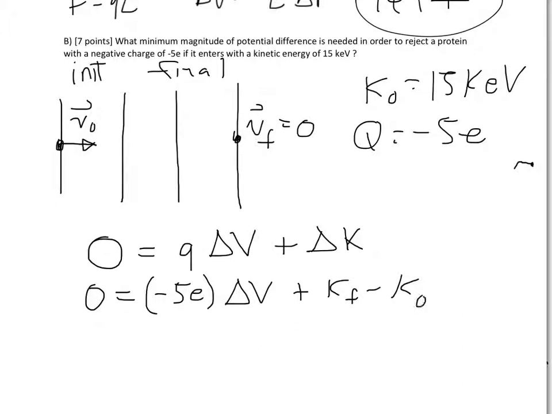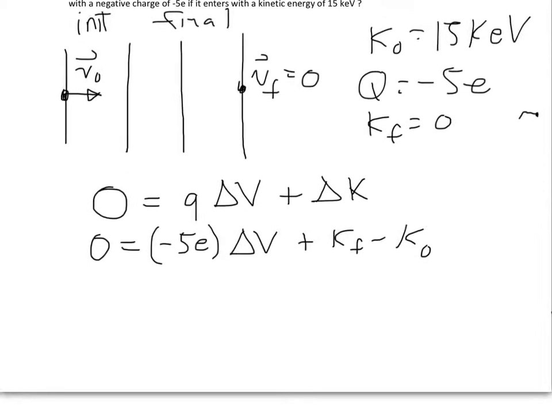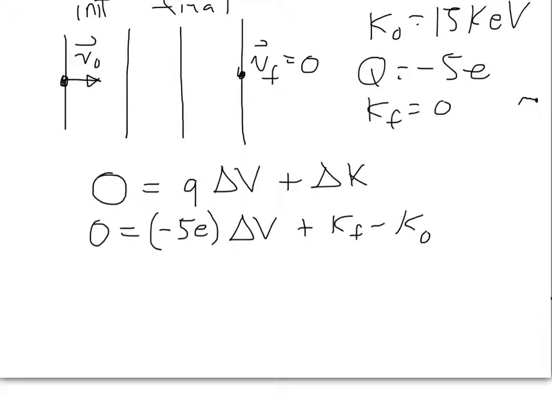Now I realize as I wrote this that I wrote the initial, but I didn't write the final up here, but the final, of course, comes from the final velocity. Of course, the final kinetic energy is 0. Okay. So let's carry on. We have 0 equals minus 5e delta V minus K0.